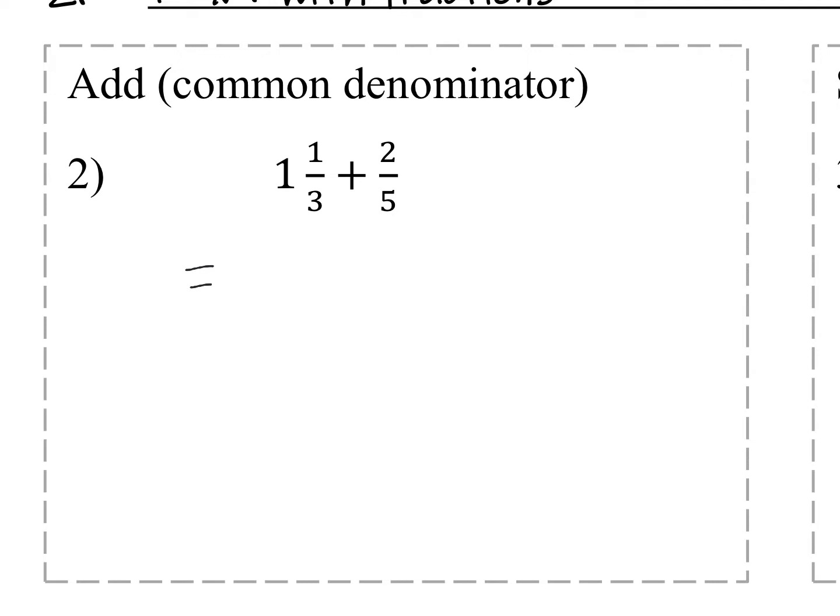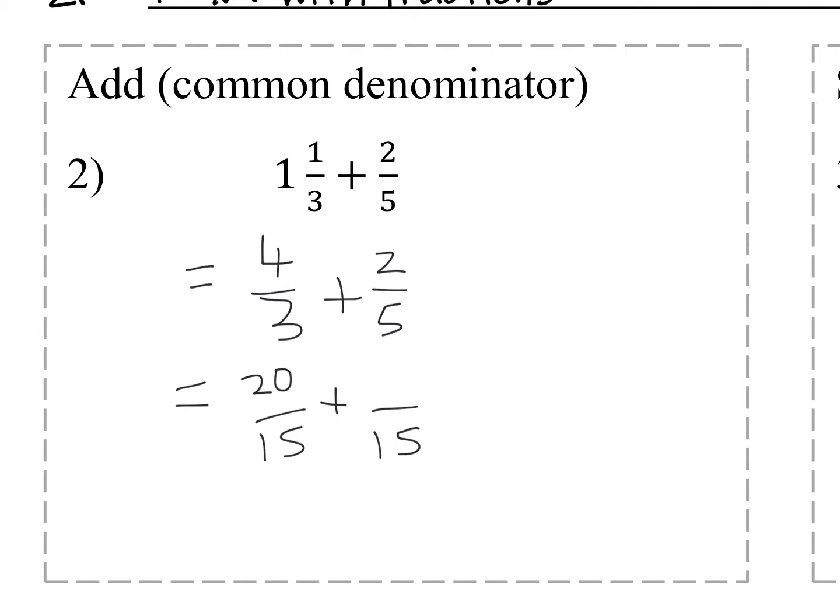So 1 1/3: 1 times 3 is 3, plus 1 is 4. So that's 4/3 plus 2/5. You get a common denominator, which should be 15. 3 5s are 15. To get from thirds to 15ths, you times by 5, so 4 times 5 would be 20. To get from fifths to 15ths, you times by 3, so 2 times 3 is 6.